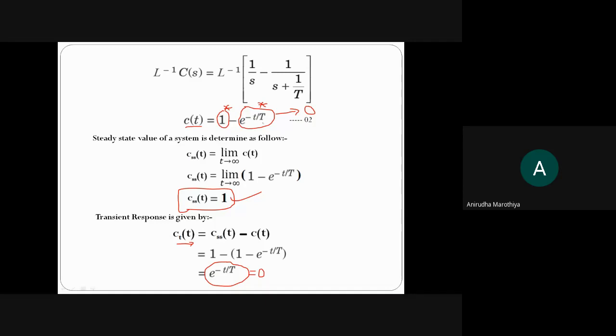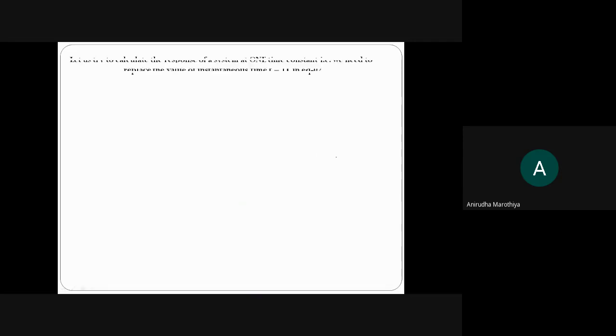Then I told you that this capital T indicates the time constant of the system. So how do we define time constant? It is the time taken by the response to reach 63.2% of its final value. That time span is known as one time constant. So by the end of one time constant, the response of the system is going to be at this particular value, which is 63.2% of its final value.